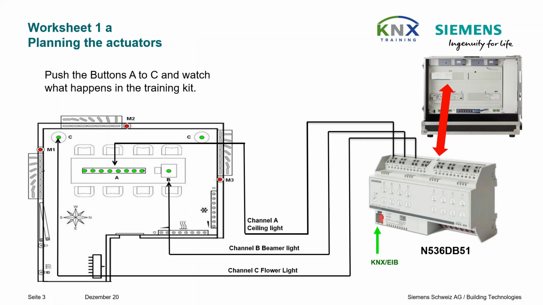In the Gamma Training Kit version 5.1, we have an 8-way switching dimming actuator, Siemens short form N536DB551, whose channels A, B and C control the lighting circuits in the conference room. This actuator has a front side control panel for manual overrides, so it can be tested immediately after installation, wiring and switching on line voltage if all circuits are correctly wired and work as expected, even if it has not yet been programmed by ETS.